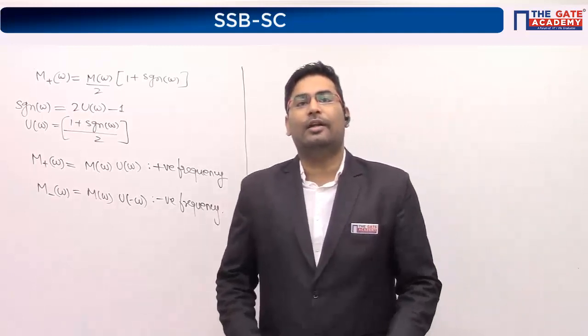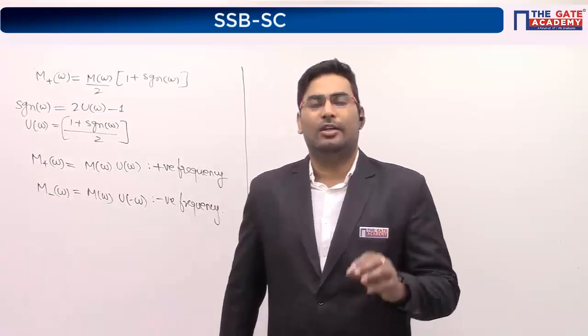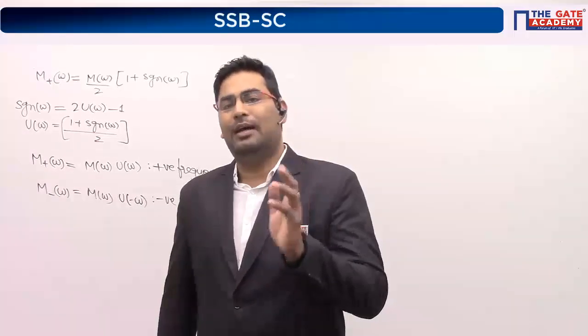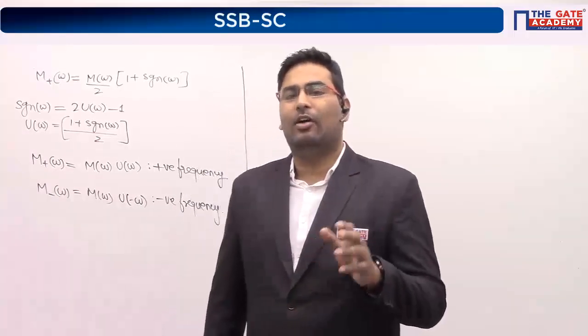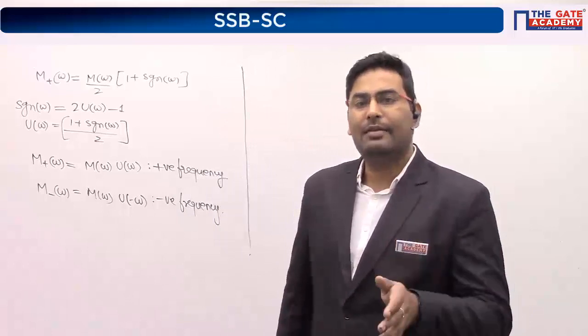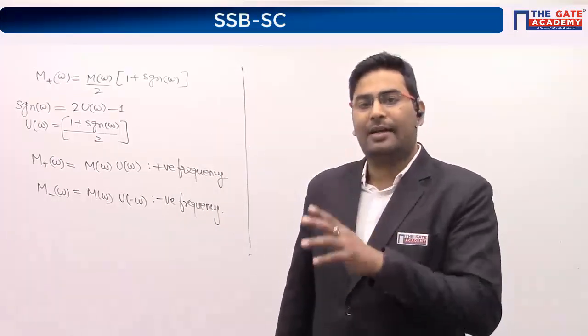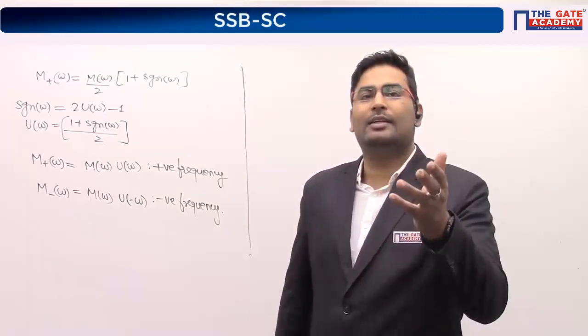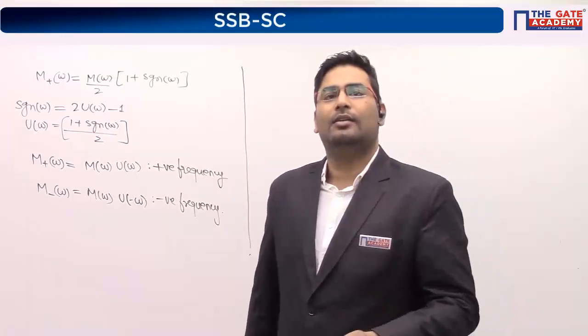When we took common, it should be 1 plus j signum omega. You are missing one important thing. When we multiplied 1 plus, remember, there already was m of t plus j m hat t. So that m hat t, j into j is 1. Very good. Minus j into j is 1.